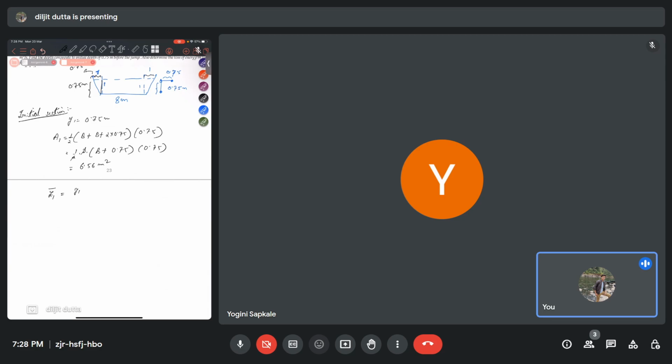Now z1 bar, that is the mean depth of the flow. This is given by the formula y1 by 6 into 3b plus 2 z y1 divided by b plus z y1. So it will be 0.75 into 24 plus 1.5 divided by 6 into 8 plus 0.75. So this will give 0.364 meter.